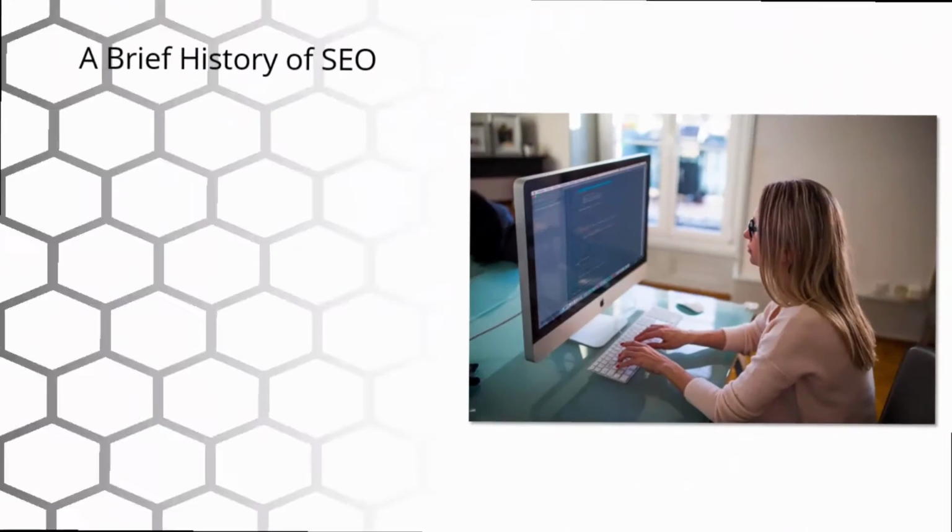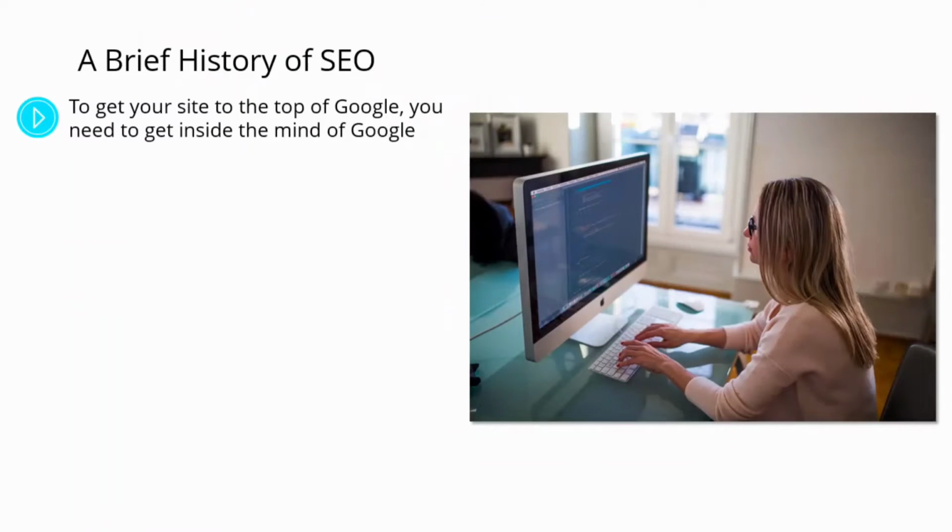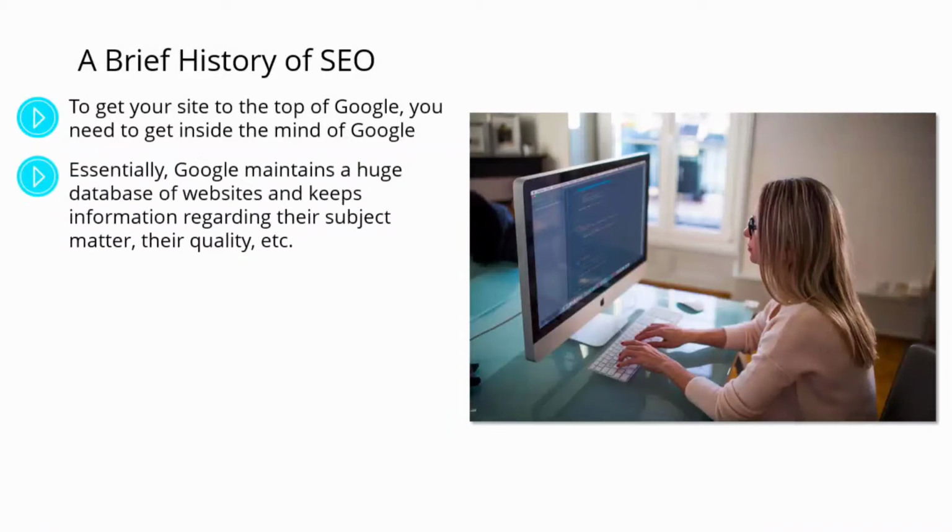A brief history of SEO. To get your site to the top of Google, you need to get inside the mind of Google. That means cracking Google's algorithm and understanding how it indexes and ranks websites. There was a time that this was all very simple. Essentially, Google maintains a huge database of websites and keeps information regarding their subject matter, their quality, etc. When you search Google, it consults this database in order to present you with the most relevant responses.